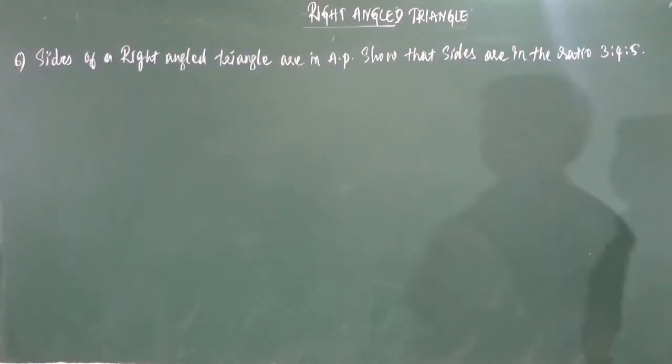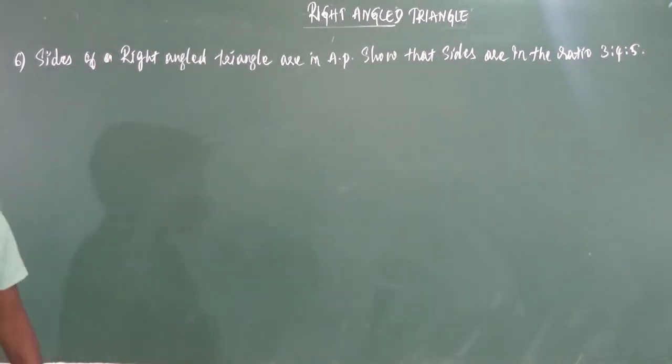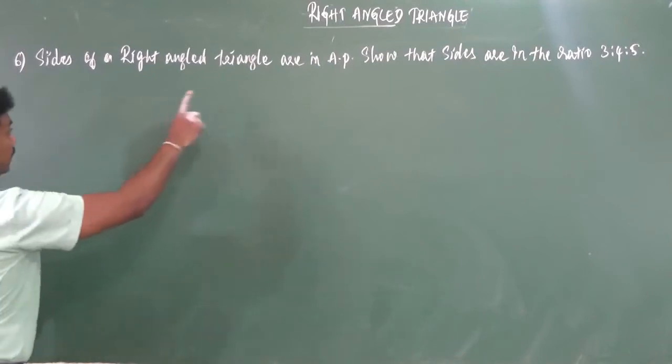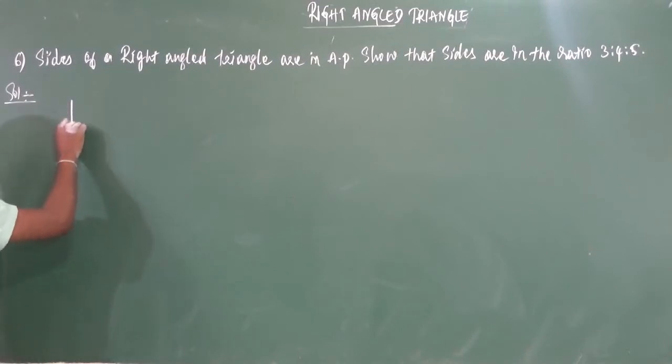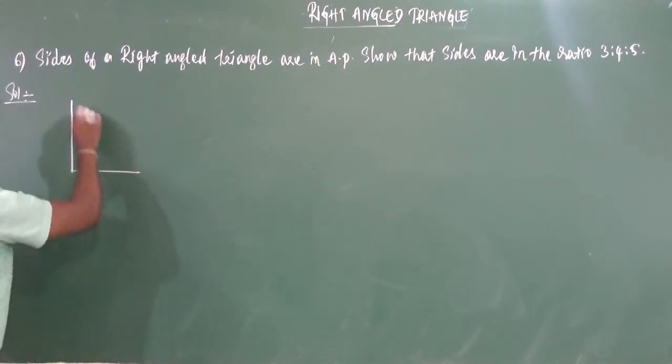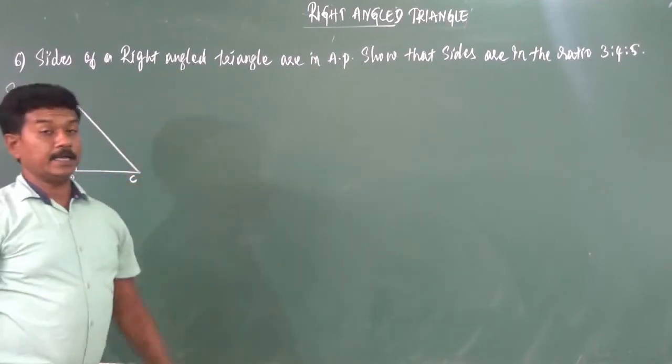Okay, we'll get into the 6th problem, very important, where right angle triangles are connected with arithmetic progressions. So sides of a right angle triangle are in AP. Very nice. I hope you remember arithmetic progressions. So let us take a right angle triangle ABC, right? So sides of a right angle triangle are in AP.